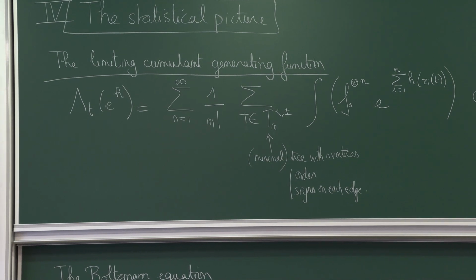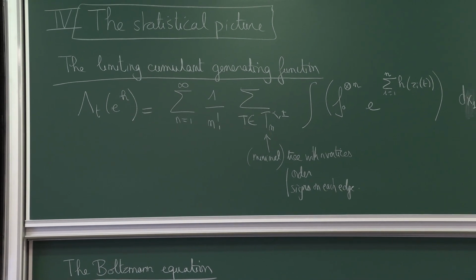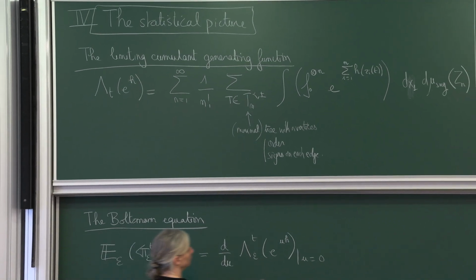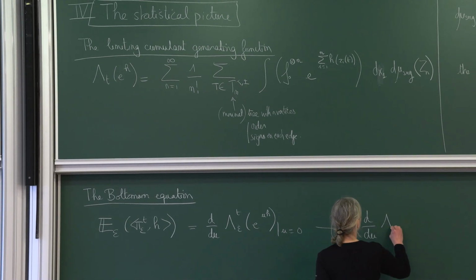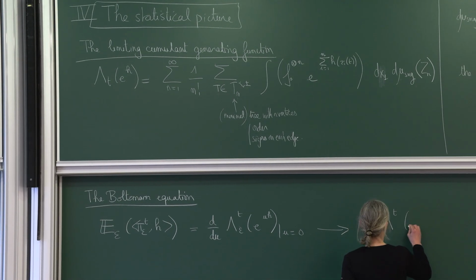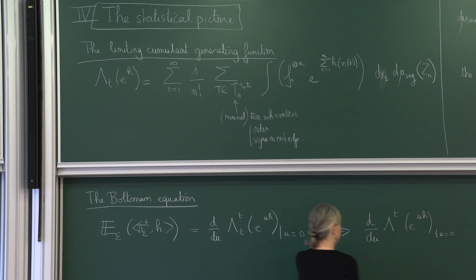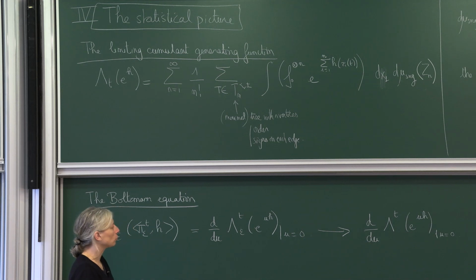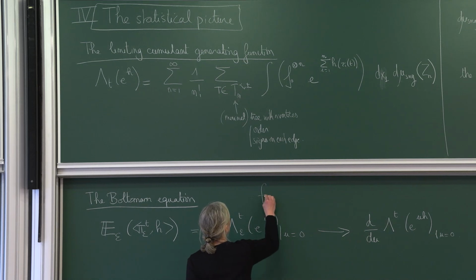So if you have convergence of the function to this, then this will converge to d over du of lambda t at u equals 0. Of course, you need the small time for which you have uniform convergence of the series, so it's only for small times, for t small enough.